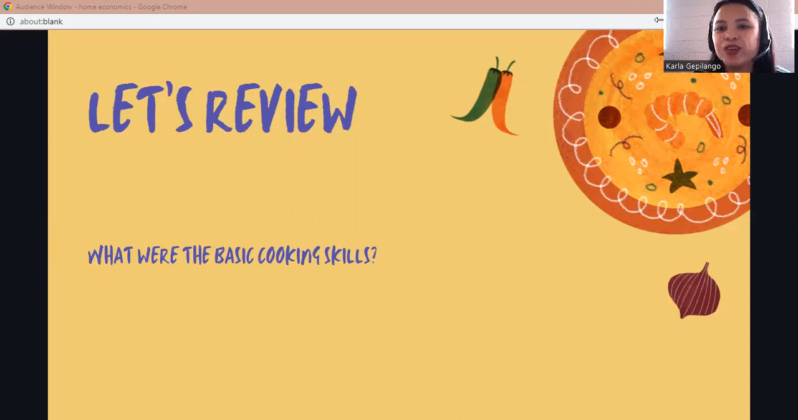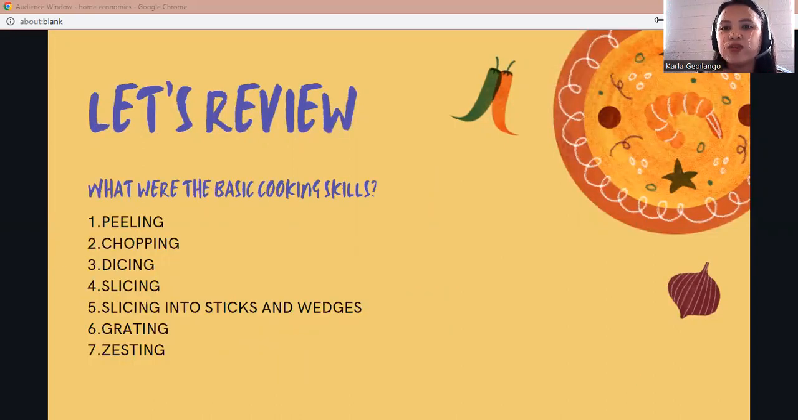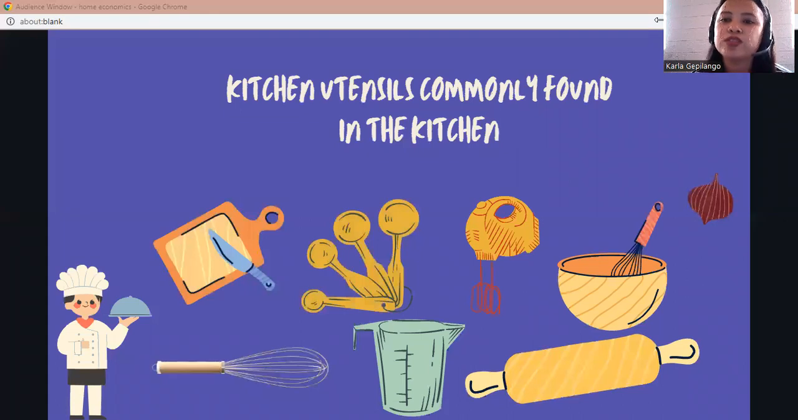All right. So here are, of course, the basic cooking skills that we had last week. So I'm glad that you can still remember them. Good job for that. Now here, kitchen utensils that are commonly found in the kitchen. Maybe you're asking, why do we need to study the different kitchen utensils? Of course, because when you cook, you have to use the correct tools and utensils. If you're going to perform a cooking demonstration, especially in our class, that will happen very soon.